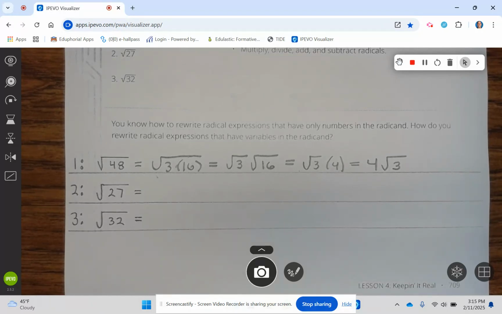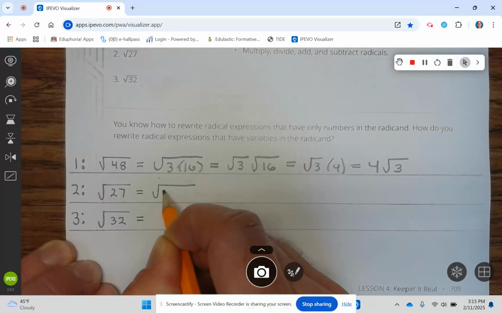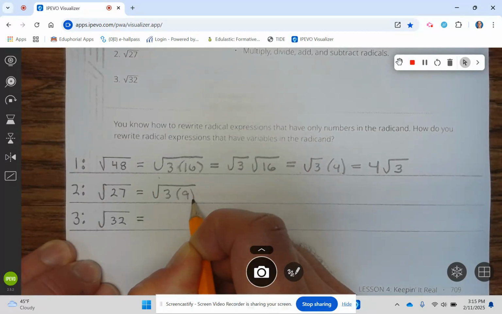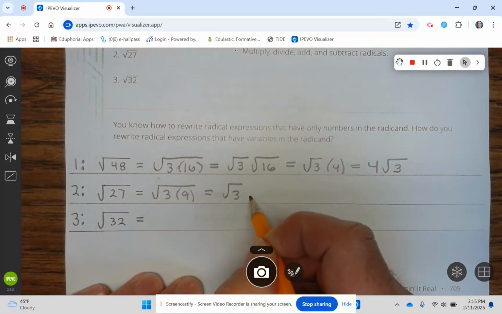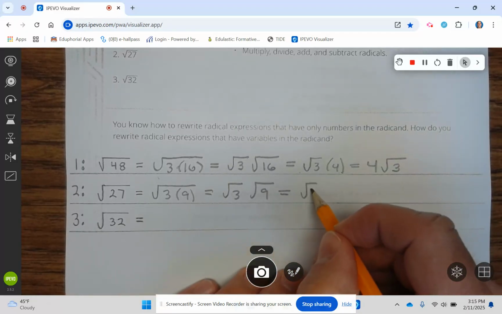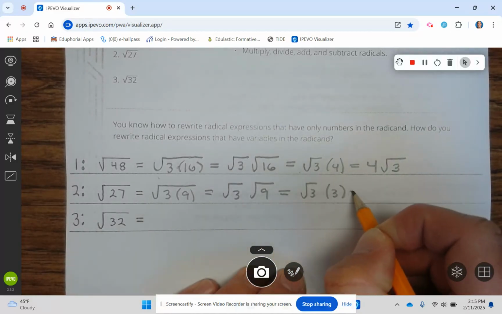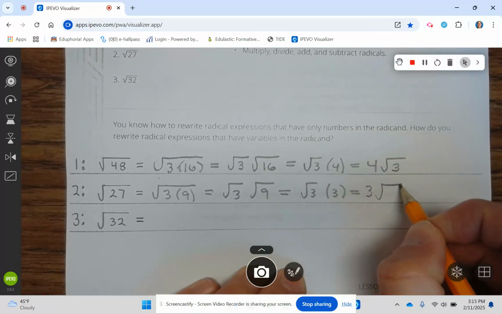All right, let's take a look at number 2. So we can rewrite the square root of 27 as the square root of 3 times 9, which we can rewrite as the square root of 3 times the square root of 9, which equals the square root of 3 times 3. Let's go ahead and put the 3 in front, so that's 3 square roots of 3.